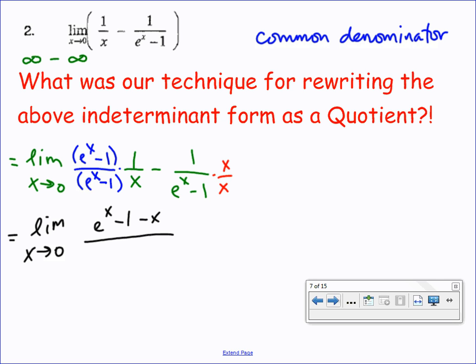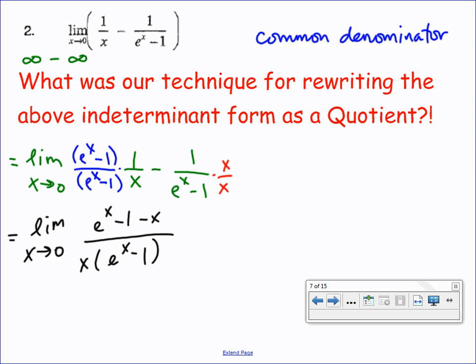On the bottom we have our common denominator that we constructed, and that was x times quantity e to the x minus 1. Let's pause and make sure we're all there. We created a common denominator by multiplying the first fraction by a clever one, e to the x minus 1 over e to the x minus 1, so that it had the same denominator as my newly created denominator on the other one. I multiplied by x over x. And now we have a common denominator of x times e to the x minus 1. Everybody good? All right, so what do we do now?